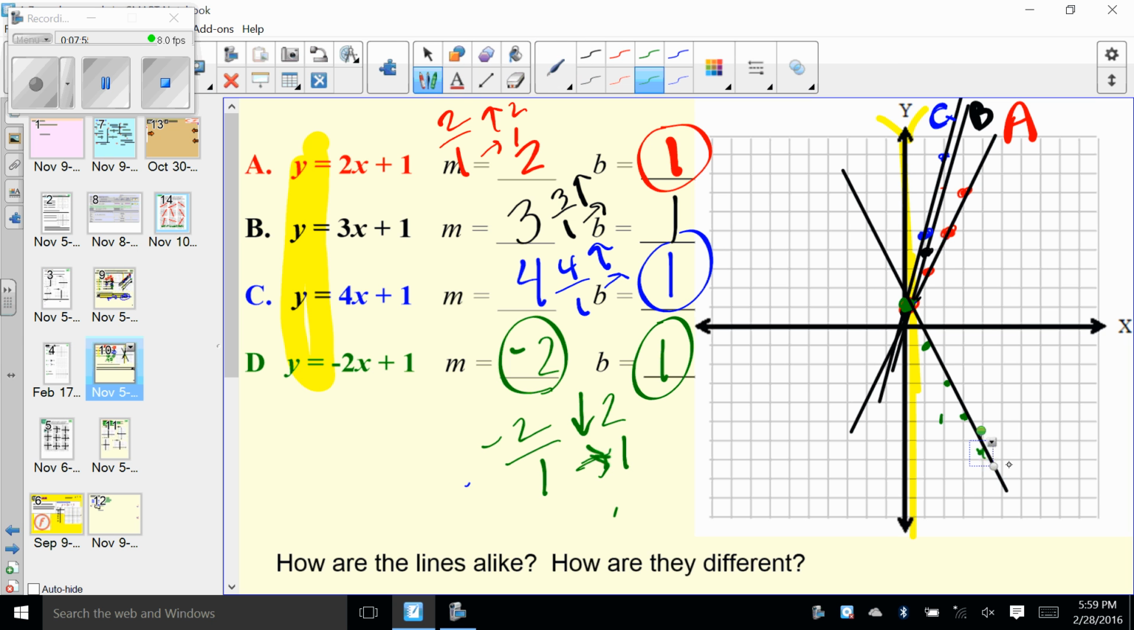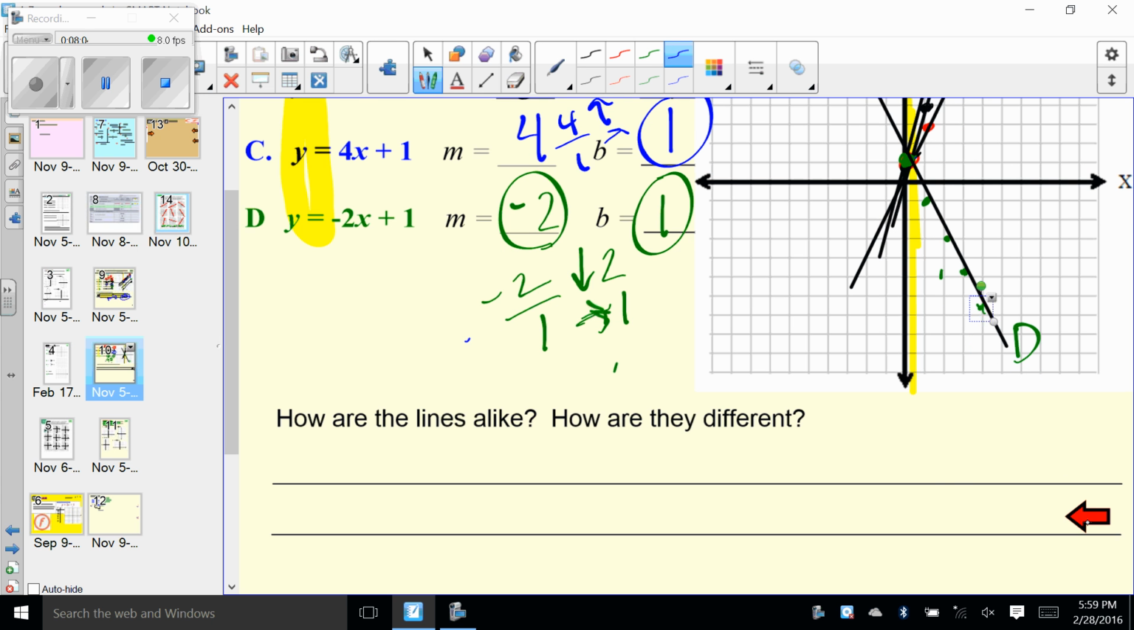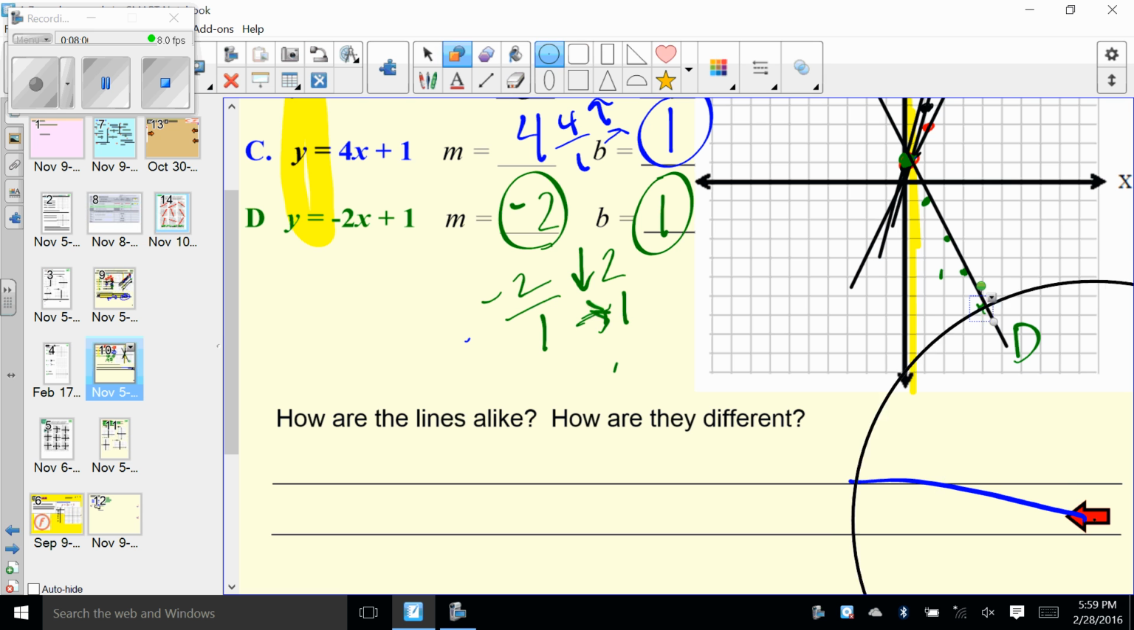As you can see, graph D. So 3 of them are increasing, 1 of them is decreasing. So we can ask, how are the graphs alike? We can say that they all have this common point, (0, 1), happening. So for sure we have that.